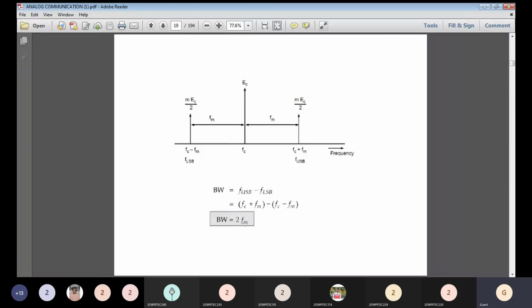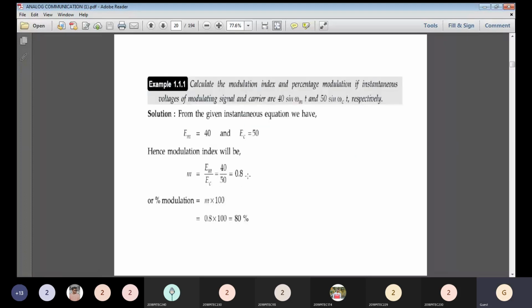But here we are using the modulation concept. After modulation, to transmit the modulated signal, the bandwidth requirement is increased. Instead of Fm, here 2Fm is required. So the bandwidth requirement is increased here. Next, you can solve one problem. Take this problem, solve it and check the answer.